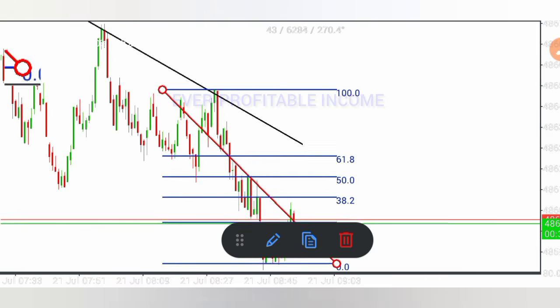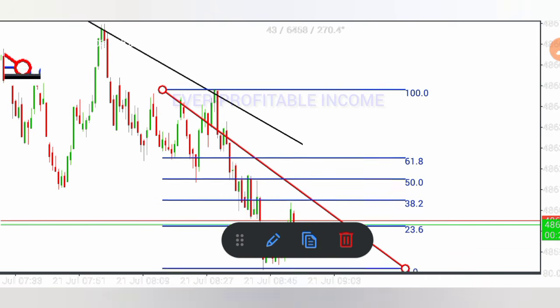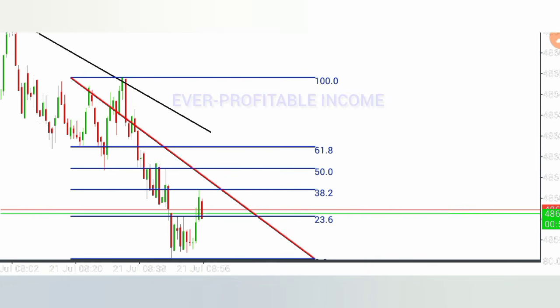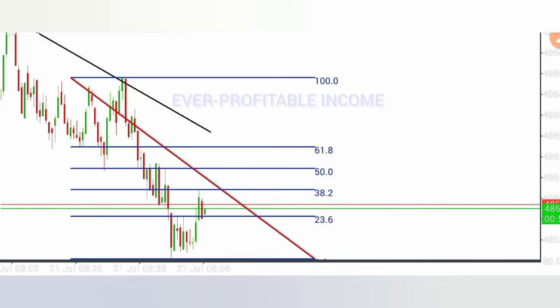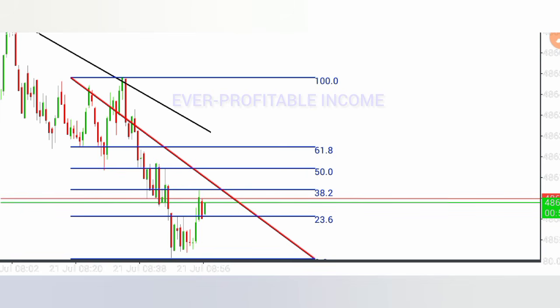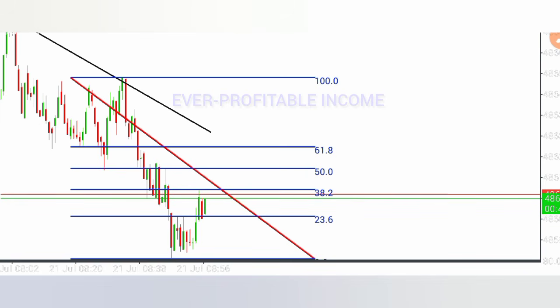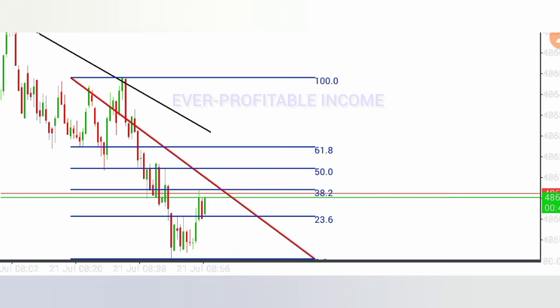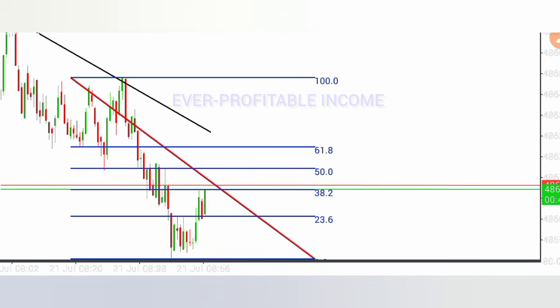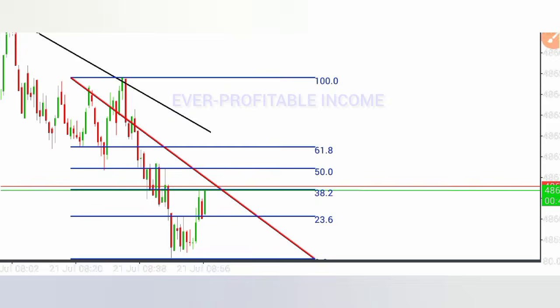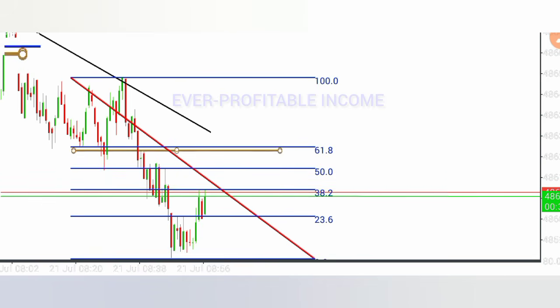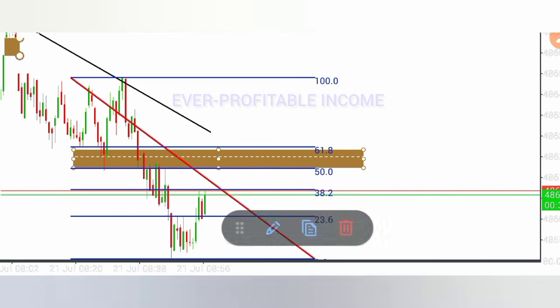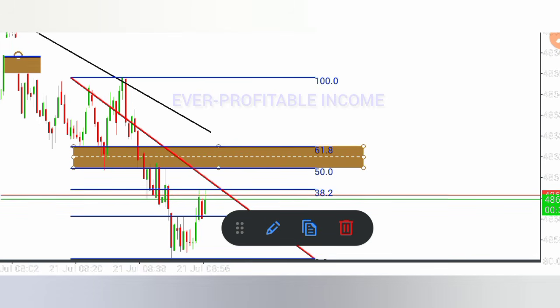So what I will be looking out for at this very stage for me to get an entry, I'll be looking for a way to enter this trade. After drawing my Fibonacci tool to connect the swing high and the recent swing low, I will mark out the gold zone. I call this the gold zone. The gold zone is between your 61 area to your 50 area. So you mark it out.